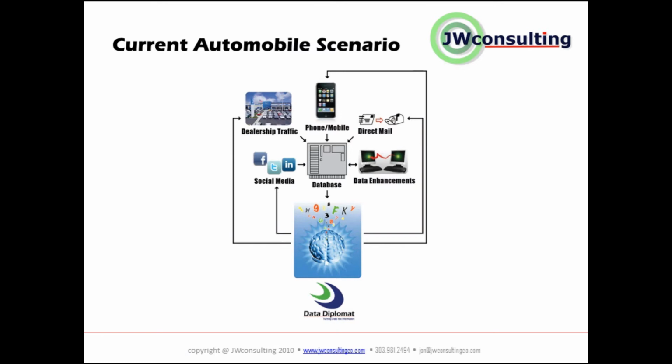A current auto dealer scenario here. I've got an auto client that has social media going on, direct mail. They're looking into mobile apps. They also have just the regular traffic where people are walking in the door. They're keeping everything in a database right now. They've enhanced their data with some more information, and the dealer principal and I have been going through and looking at that data and finding out all kinds of different things that are going on with that dealership.